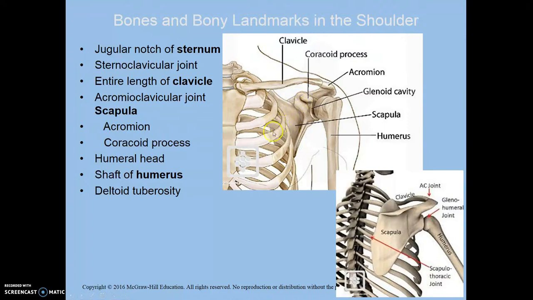We have the pectoralis minor that comes over and attaches to this. This is the humeral head, the shaft of the humerus, and right out here we have the deltoid tuberosity. So the deltoid kind of comes across this whole thing and then inserts over to here. So those are the major bones and bony landmarks.